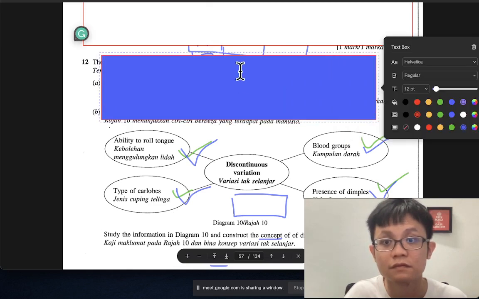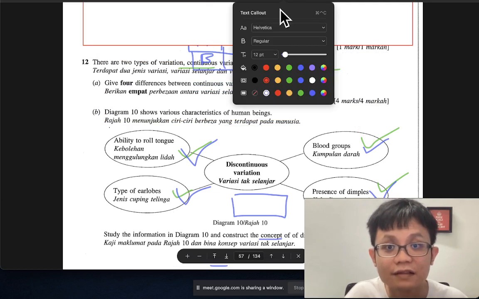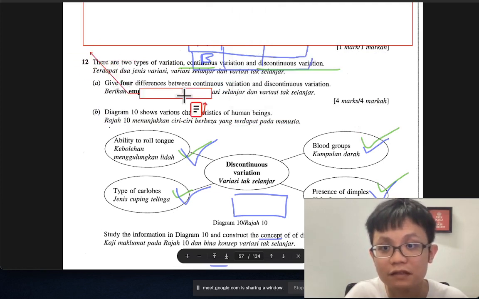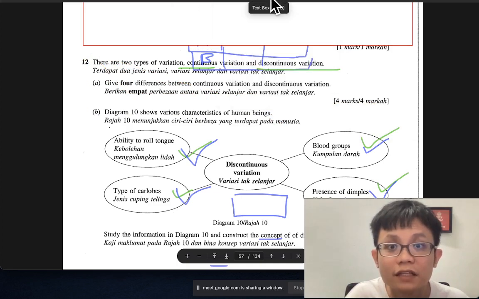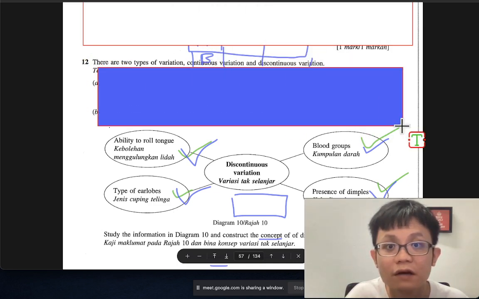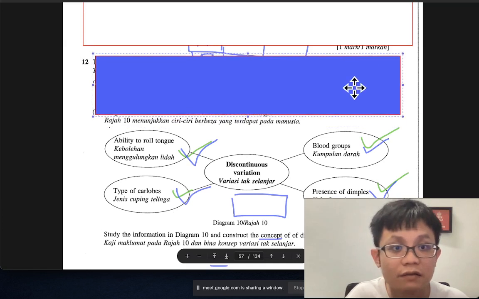It's inherited. Yeah, okay, wait, just let me put my text box. Oh my goodness, I just want to put, what is this? Where's my text box? The text box is this, but why did my text box become blue? What is happening?